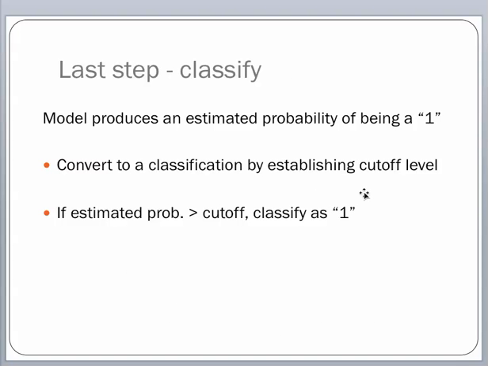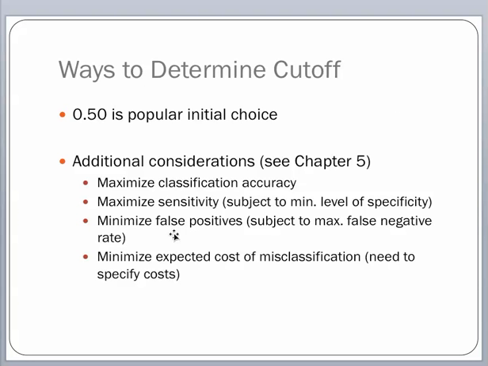The very last step is to classify the observation. Remember, in the classification algorithm, the probability outcome is something between 0 and 1. To convert that, we need to use a cutoff value. With some given cutoff value, if the probability is greater, we classify the observation as a 1.